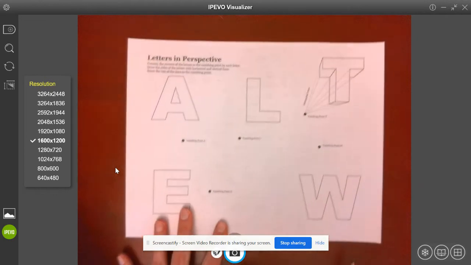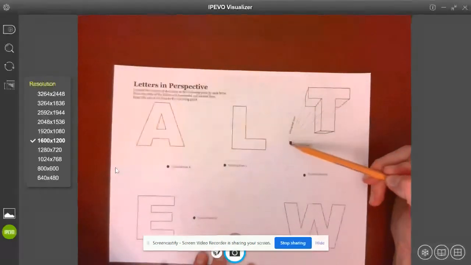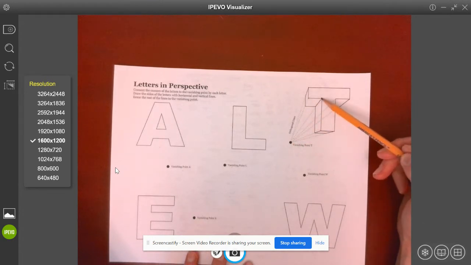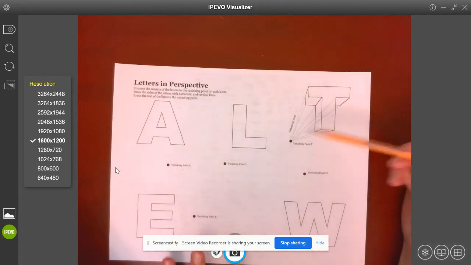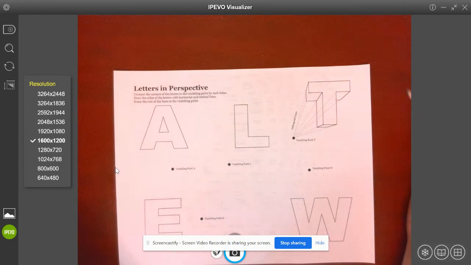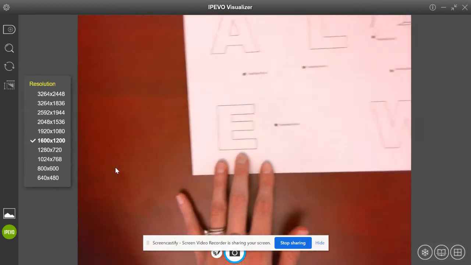So if I look at my T here, I'm going to connect the vanishing point to the edges or the corners of my letter that are closest to the vanishing point. And then that is going to create a 3D effect. Sometimes it's easier to actually put little dots on the edges of the letters to where you're supposed to connect. So for example, let's say I was doing the E. The E is a little difficult, so I'm going to go ahead and start with that.